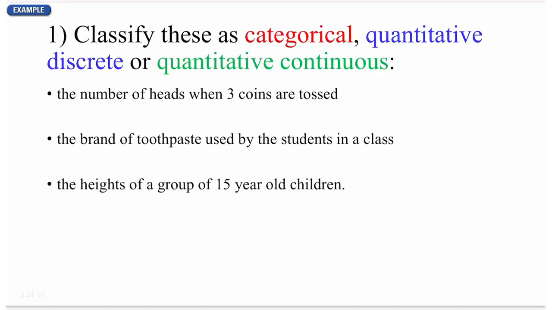So first examples, I'd like you to classify these as either categorical, quantitative discrete, or quantitative continuous. So pause the video and try these problems. So you should have labeled the first one as quantitative discrete, the second one as categorical. Just backing up here, the number of heads, obviously the number of something, meaning you're counting it. So that's why it's discrete. The brand of toothpaste, you would answer the question with something like Colgate or Crest. Finally, the heights of groups of 15-year-old children, that's going to be continuous.